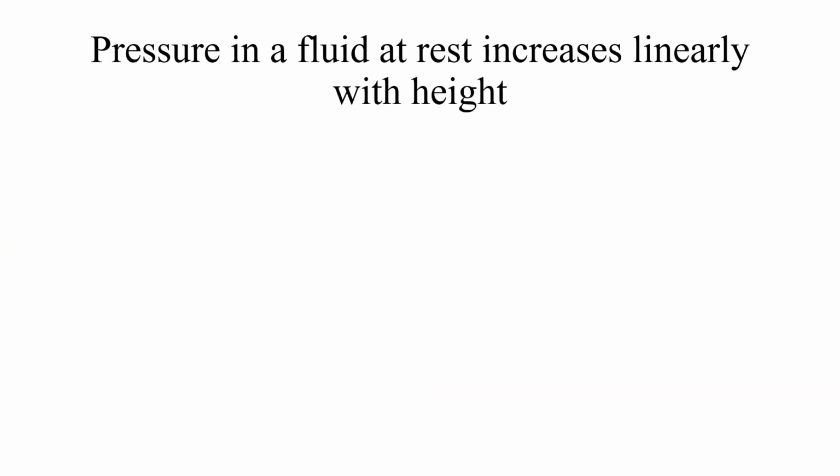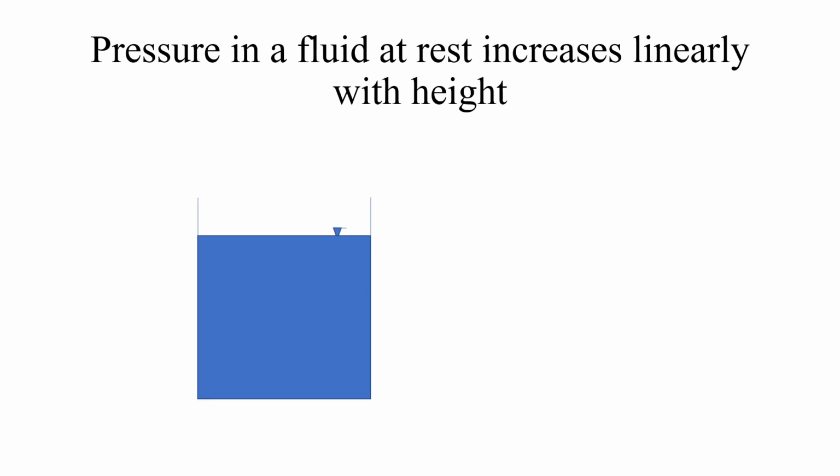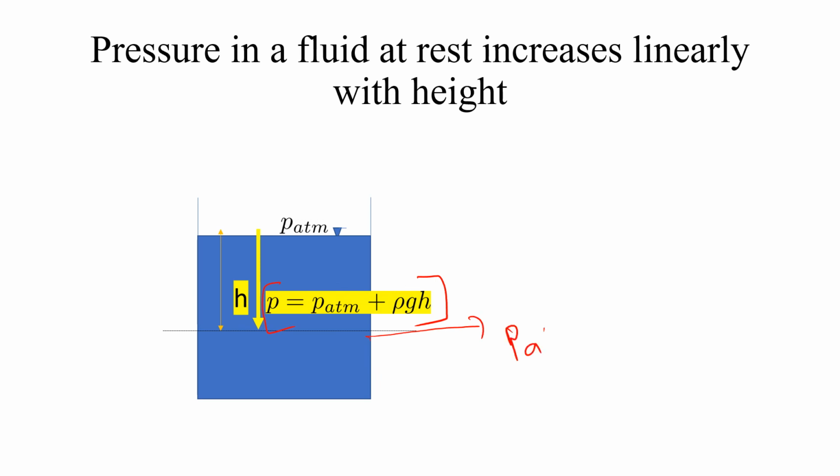So let us see what is the pressure in a fluid at rest, how it varies with height. We have already derived an equation for that. So you can see that here. If you consider a depth h, then pressure will be equal to P atmosphere plus rho gh. This is the formula we will use. So this is the total absolute pressure acting here, that is equal to atmospheric pressure plus rho gh. This is the formula for calculating the hydrostatic pressure.